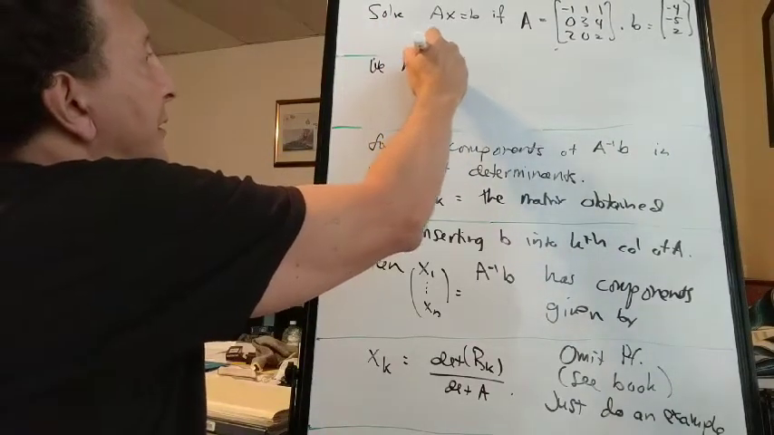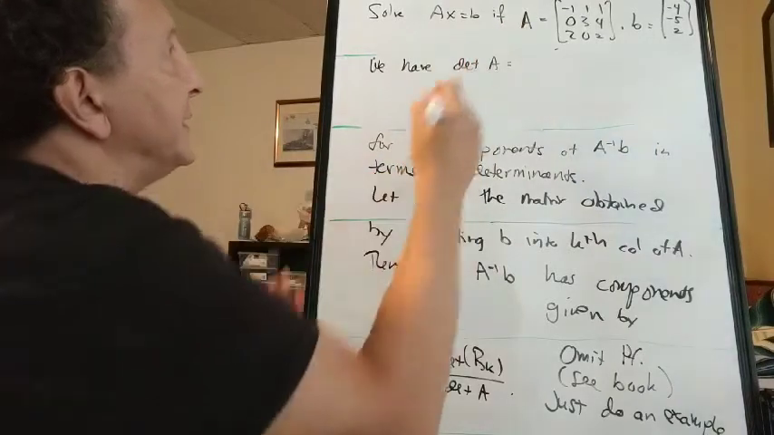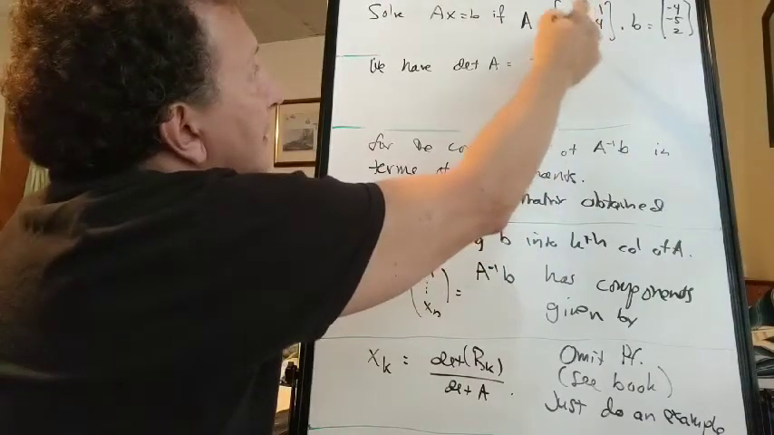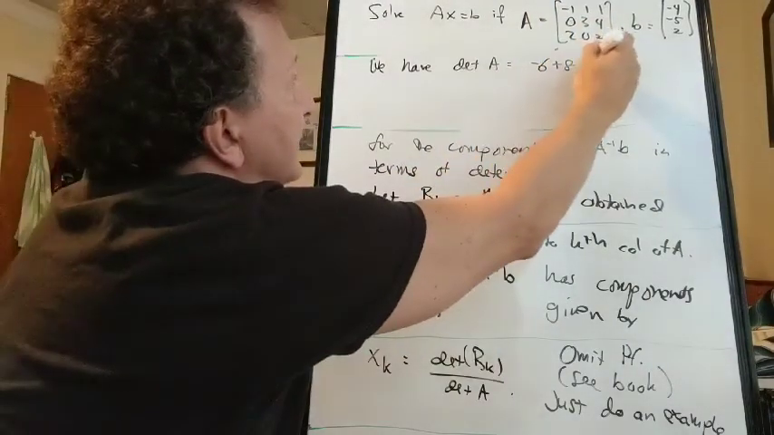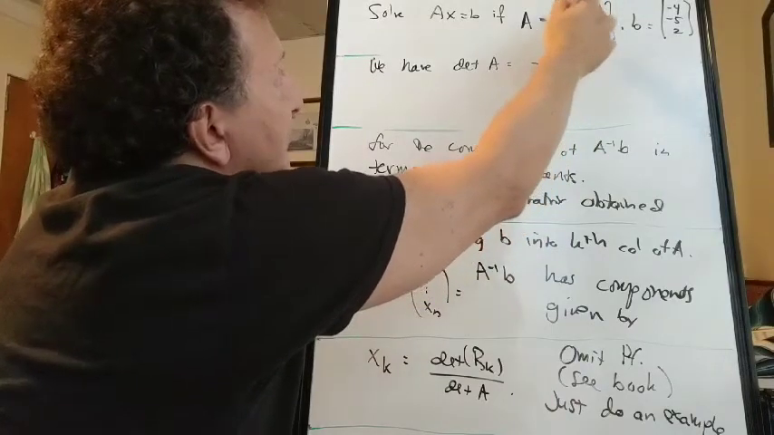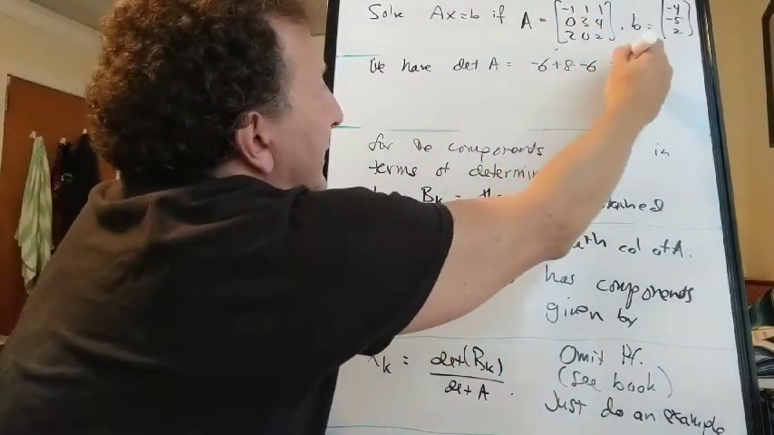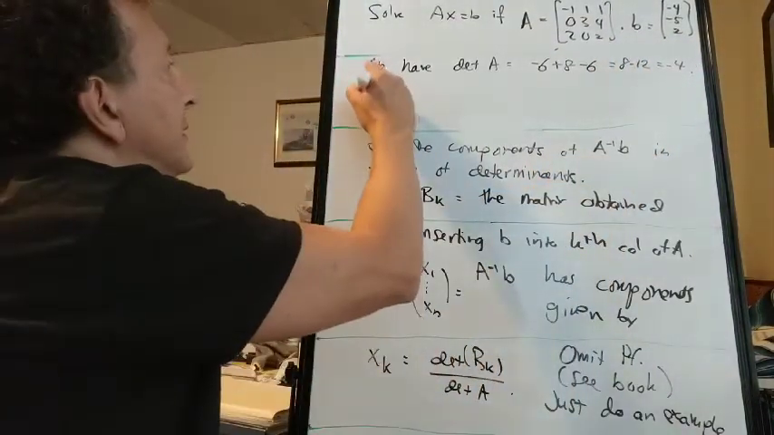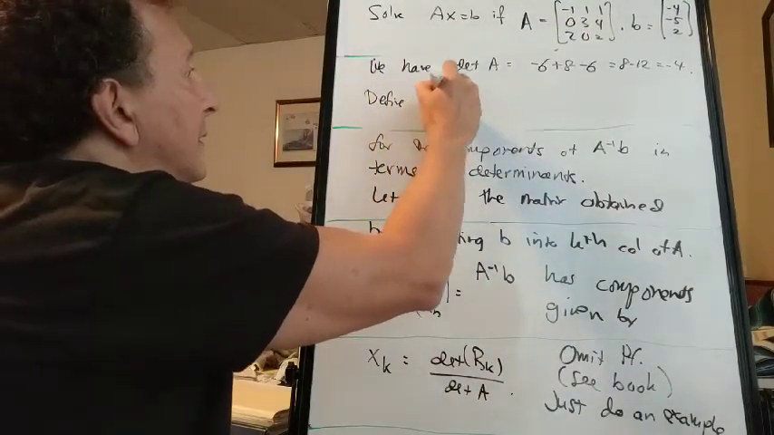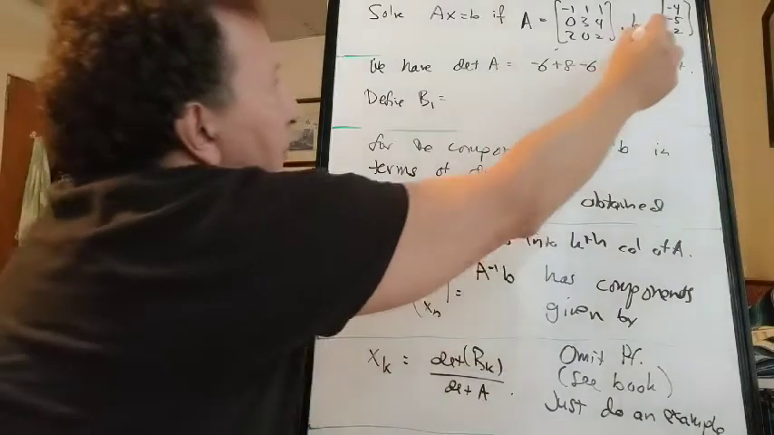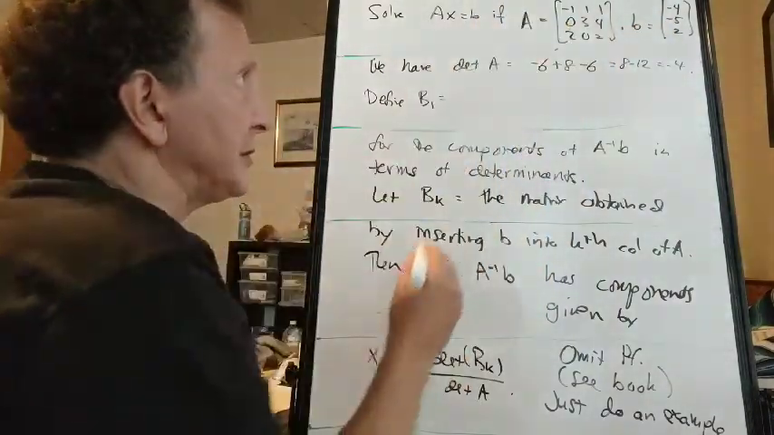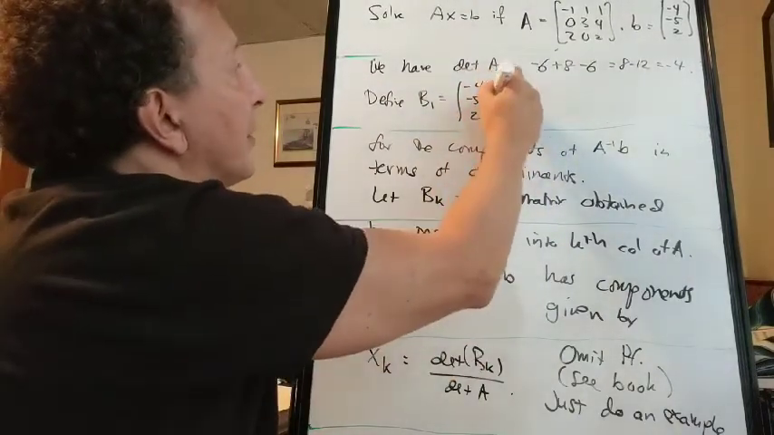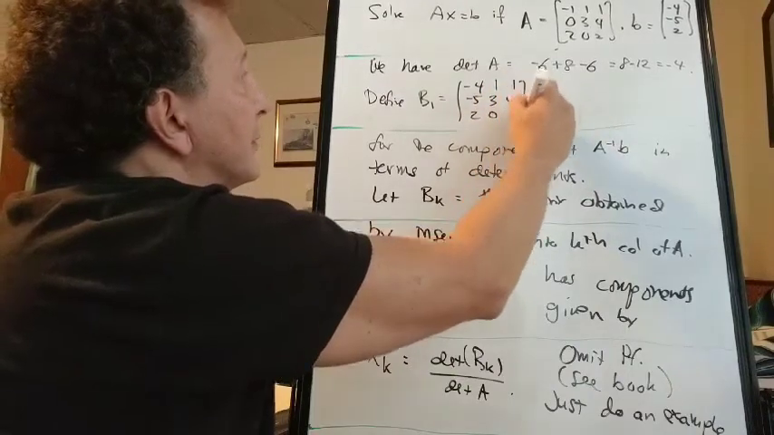So we have determinant A equals negative 6 plus 8 plus 0 minus 6 minus 0 minus 0. So 8 minus 12 is negative 4. Then we define B1 by putting B in the first column of A instead of negative 1, 0, 2: negative 4, negative 5, 2, 1, 3, 0, 1, 4, 2.